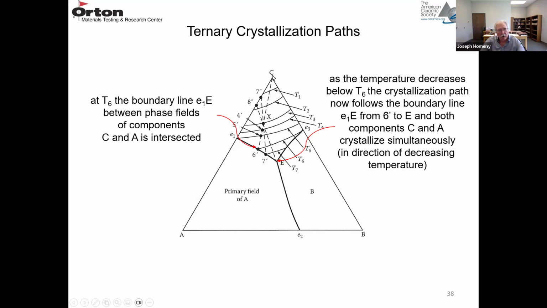So we started out at point X, we draw a line from C through X that hits 6 prime. So we start crystallizing from X along this line to 6 prime, and then we continue to crystallize down to the eutectic. So as we crystallize from 6 prime to E, we're crystallizing both C and A at the same time. And there's no arrow on here, but this is the direction of decreasing temperature from E1 to capital E, the eutectic.